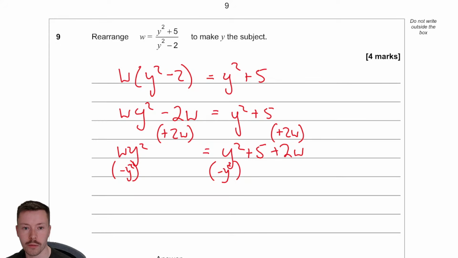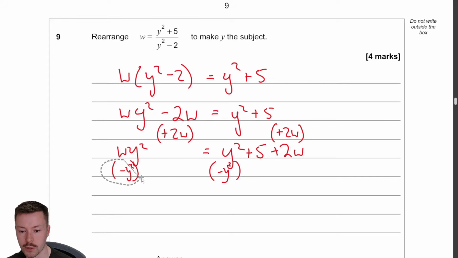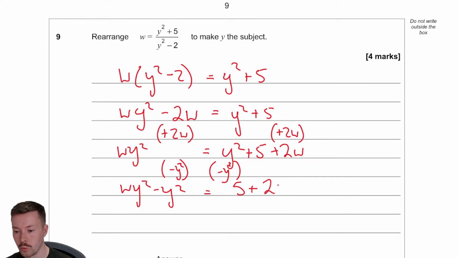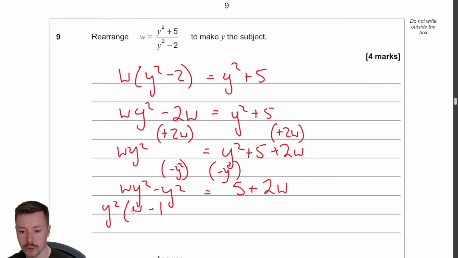wy squared equals y squared plus 5 plus 2w, minus the y squared from both sides. I don't know why I put it there, to be honest, because I probably should have put it over here. That gives us wy squared minus y squared equals 5 plus 2w. Factorise out the y squared, so we get y squared and w minus 1. My w's are really not good, I apologise for that. Looks like a stretched out U shape, some of them.